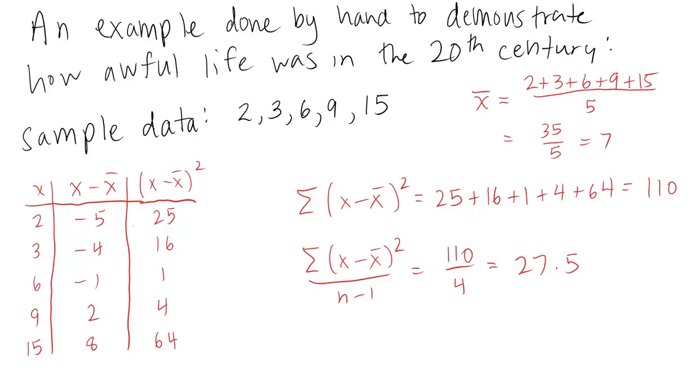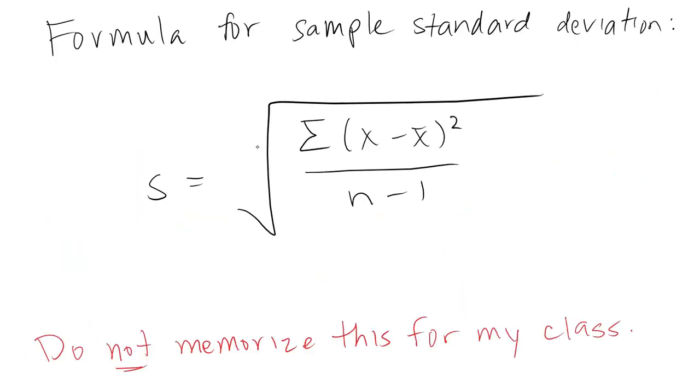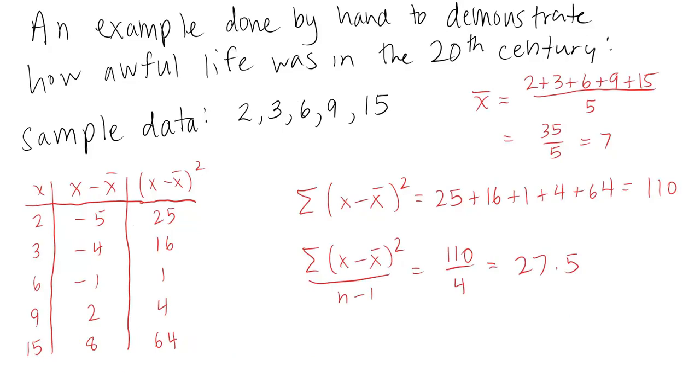But there's something wrong. If you look at that number, it seems way too big for an average distance from the mean. You look at our sample data. The range is only 13, so there's no way the average distance from the mean could be 27.5. Why is this number so big? Well, it's because we squared everything. And how do you suggest that we get rid of that squaring step? You guessed it, we're going to take the square root. So the standard deviation is the square root of that quotient.